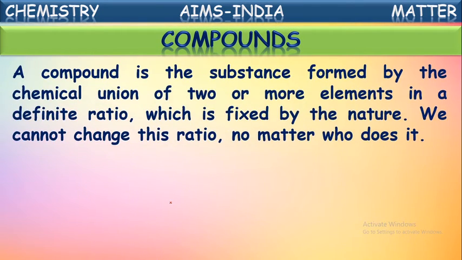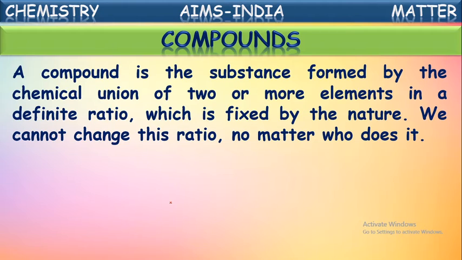So let us see what compounds are exactly. A compound is a substance formed by the chemical union of two or more elements in a definite ratio, which is fixed by nature. We cannot change this ratio no matter who does it. However and wherever you prepare this compound, the ratio of the elements combined to form it will be fixed. We cannot change that ratio.